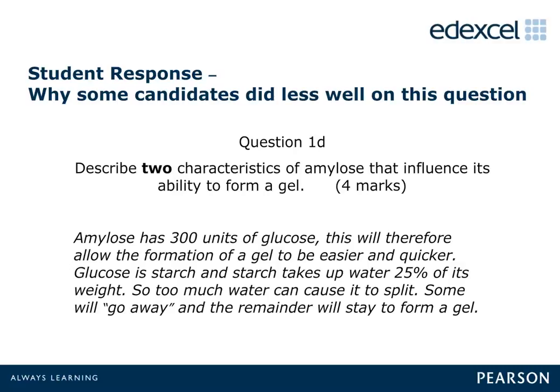This candidate did less well here, gaining just 2 marks for their response. 1 mark was given for stating that amylose has 300 glucose units, and 1 mark for explaining that this allows it to easily form a gel. The candidate has then given information which does not answer the question and is quite confusing. The remainder of this response lacks technical knowledge. Statements such as "some will go away" are too vague at AS level.